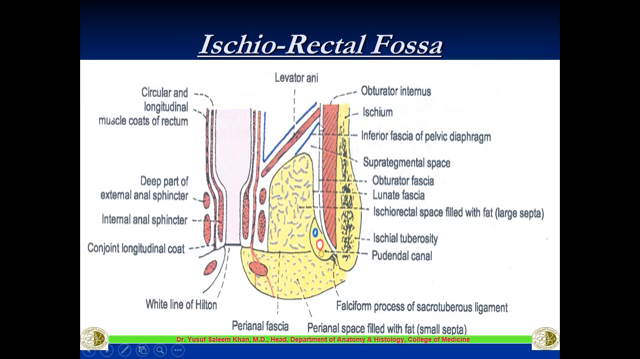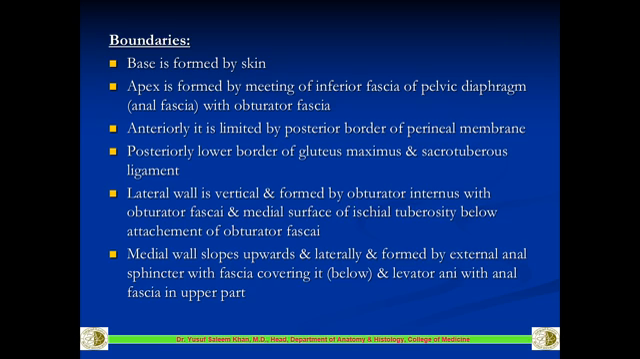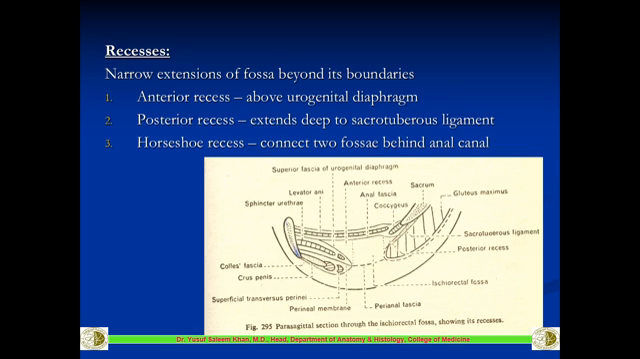This is the pelvic diaphragm, and below that will be the fascia. This is called the inferior fascia of the pelvic diaphragm, and these two fascia meet at an angle and form the apex of this fossa, the ischiorectal fossa. Anteriorly, it is limited by the posterior border of the perineal membrane. So anteriorly it will be limited by the perineal membrane, if you can see here.